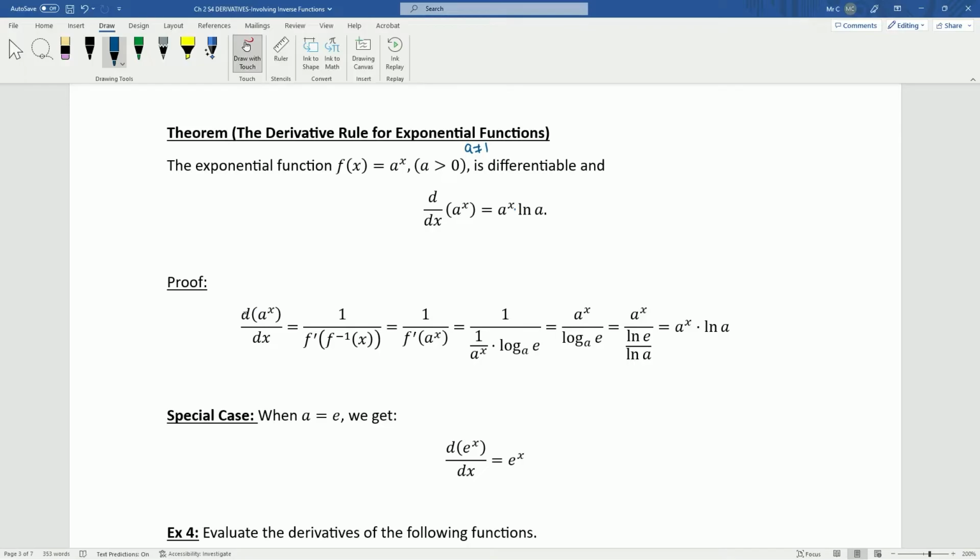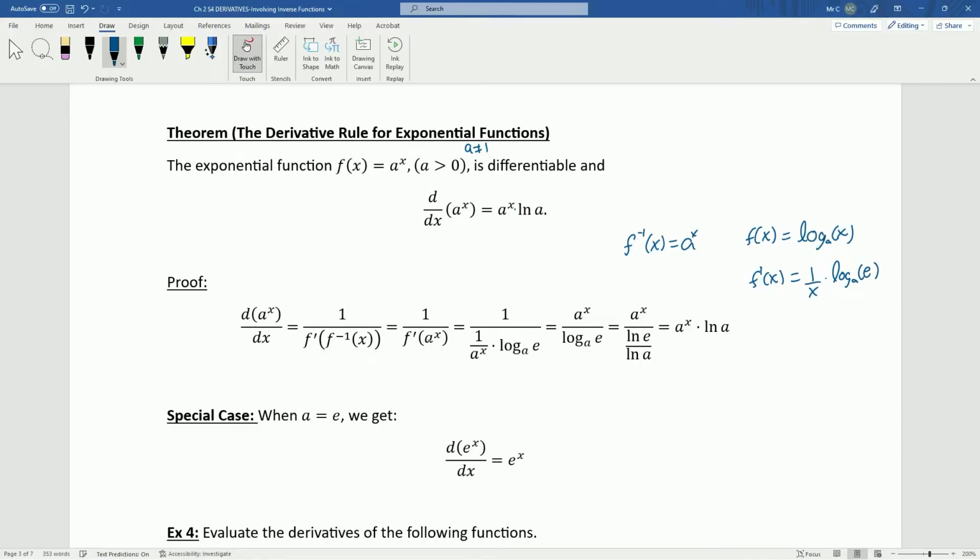So how do we get that? Well, the derivative of a to the x with respect to x is 1 over f prime of f inverse of x. That's our inverse derivative rule. But that's the same thing as saying 1 over f prime of a to the x. So keep in mind here, we're thinking of a to the x as the inverse and the other function as the log, right? So the derivative of this log is, of course, 1 over x times log base a of e.